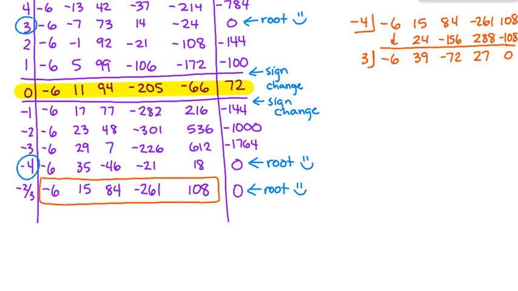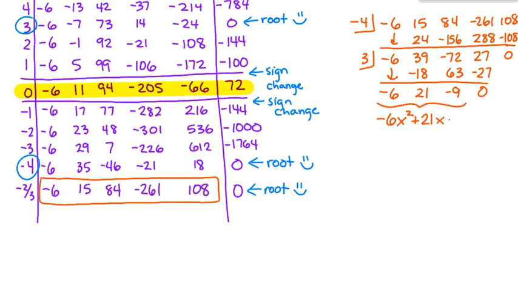3, bring down the negative 6, multiply by the number in the box, add, multiply by the number in the box, add, multiply by the number in the box, add, remainder 0. Of course, we were expecting that because we knew 3 was a root, but what we were going for is this set of numbers, that's our quadratic, negative 6x squared plus 21x minus 9. We're going to set that equal to 0, and we're going to find our two remaining roots.